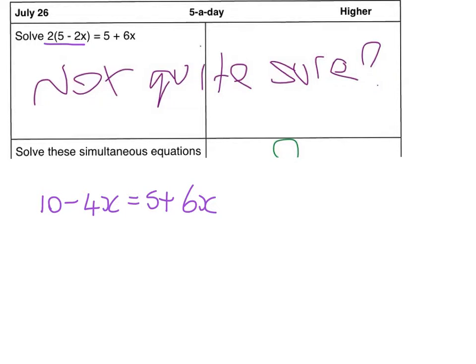Now I want all the x's on the same side, and I don't want a negative x if I can help it. So I'm going to move this over to the other side. It's minus 4x. I'm going to add 4x to both sides. And I'm going to leave you to finish that one yourself. And if you still need help, I'll go through another video. But I think you can take it from there.